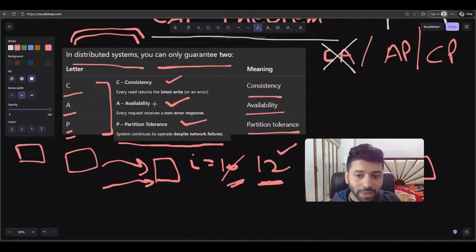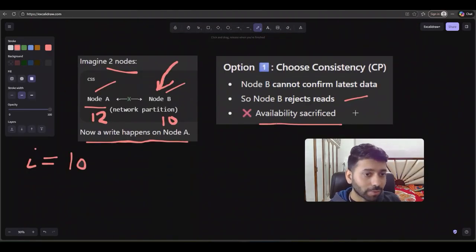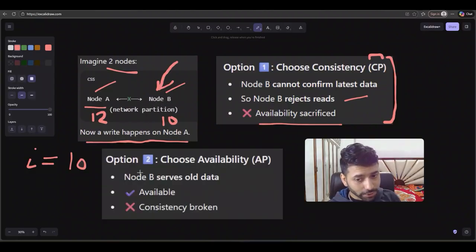But if this is done, then the availability is sacrificed. Why? Because availability means that every request receives a non-error response, but we are throwing an error here because we are following consistency. So that is why you can see we cannot follow all three of the properties, right? We are following just C and P, consistency and partition tolerance. Now what is the second option? The second option is following availability with partition tolerance.